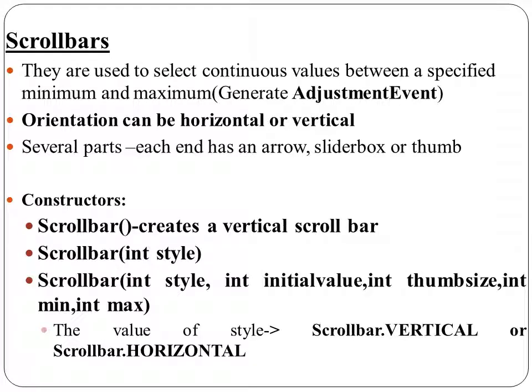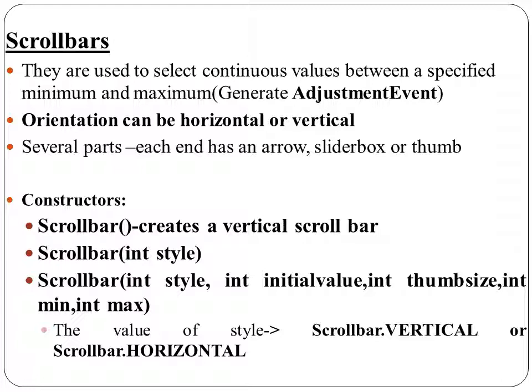The next control is the scroll bar. You all know what a scroll bar is. A scroll bar is used to select continuous values between a specified minimum and maximum. We can specify the minimum and maximum height of a scroll bar if it is a vertical scroll bar, or in the case of a horizontal scroll bar, we specify the maximum width. It generates an adjustment event whenever you click the arrows of a scroll bar, or when you drag or do something on the scroll bar, an adjustment event will be generated.